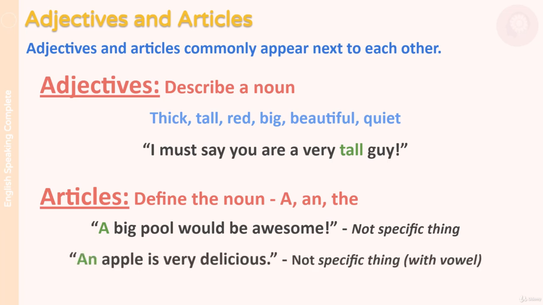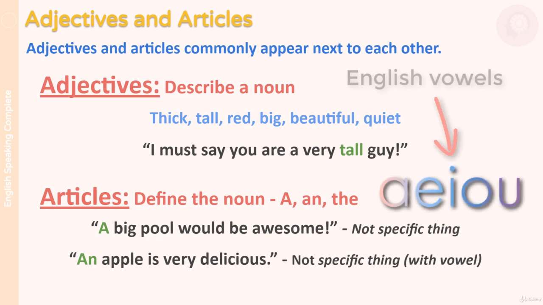Now, an apple is very delicious. Again, not a specific thing. Now, quite simply, an apple. Sounds strange, an apple. If our noun, apple, begins with a vowel, A, E, I, O, or U, then the article we use is an. So apple begins with A, so we'll need an apple. This is a really, really common mistake that English speakers, both native and non-native, make.